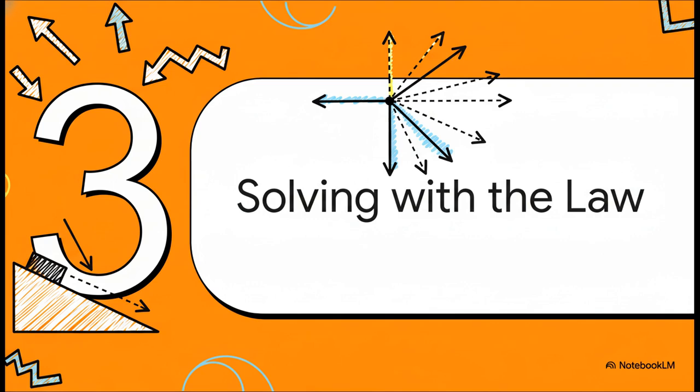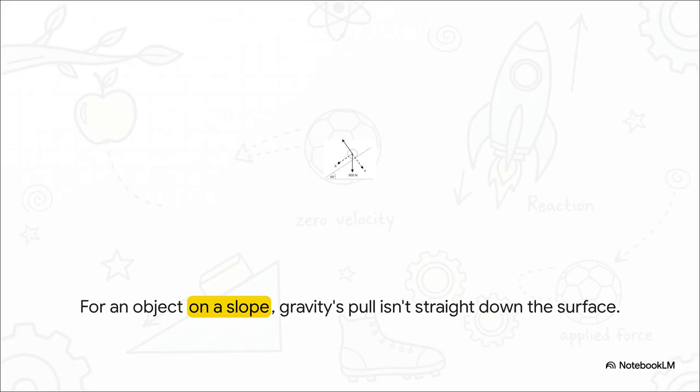Okay, so that was a nice, simple, straight line. But what happens when things get a little tilted? Let's check out a slightly trickier example to see how this law really holds up. Now check this out. For an object sitting on a slope, gravity is still doing its thing, pulling straight down toward the center of the Earth. But obviously, the object can't go through the slope, it can only move along it. So the real question is, how much of that gravity is actually making it slide?